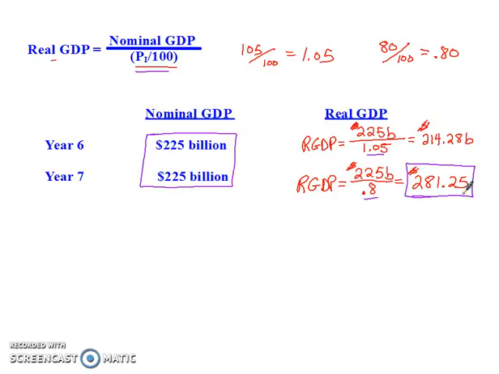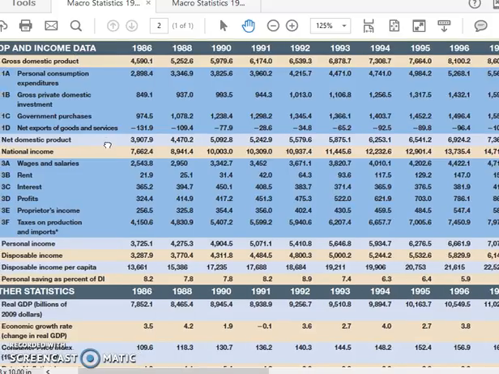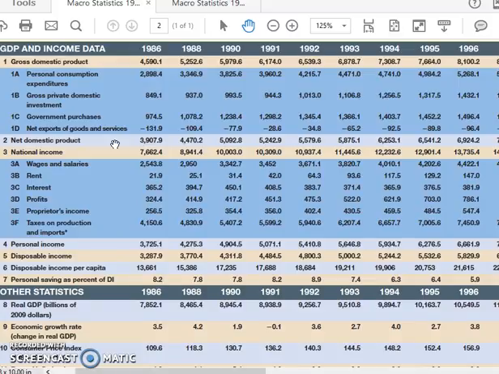Let's take a quick look at some real data here. So here I'm looking at some GDP data, and let me just move this over so you can see it. There we go. So if we look at the nominal gross domestic product right here in 1986, it was 4.5 trillion, but the real gross domestic product was 7.8 trillion. The difference between those two, between the nominal and the real, is the price index.